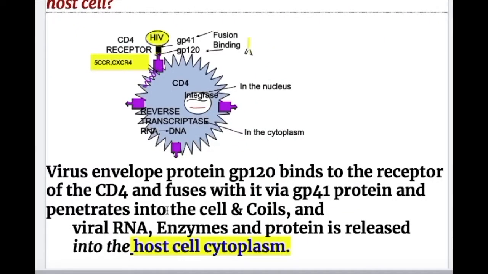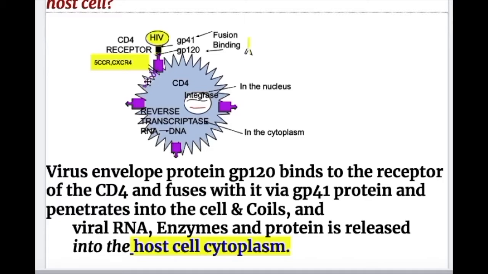The virus envelope protein GP120 binds to the receptors on the CD4 cell and fuses with it with the GP41 protein, and penetrates into the cell and coils, and viral DNA, enzymes and protein are released into the host cell cytoplasm. So this is the HIV virus, and this is the GP120 protein which binds to the CD4 cell, and then the second protein GP41 on the HIV virus fuses with the CD4 cell, and then there occurs penetration into the cell and coiling of the virus.